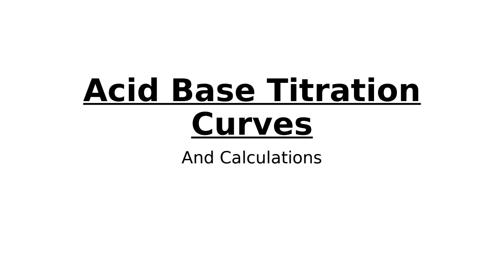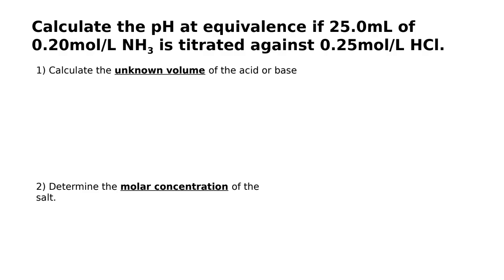In our previous lesson, we talked about acid-base neutralization reactions, and we learned how to locate the equivalence point graphically on a titration curve. Today, we're going to do a second part to this, where we're actually going to calculate the equivalence point and determine it mathematically.